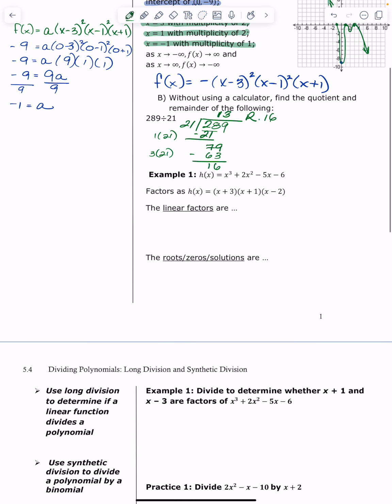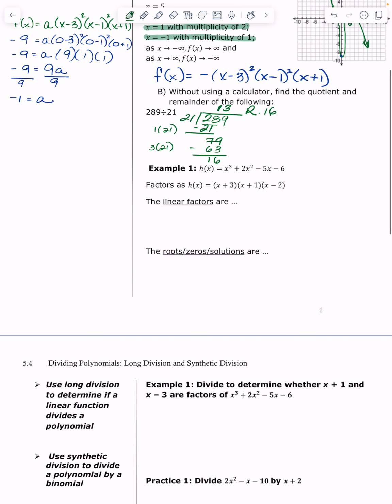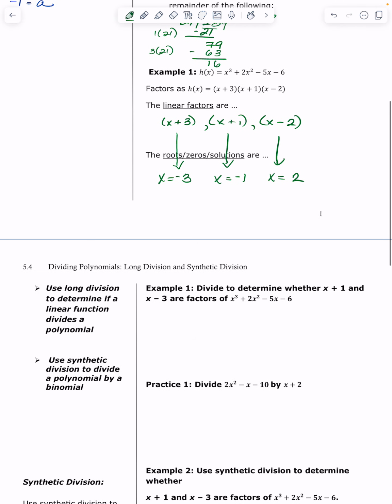Now example 1. I've got a 3rd degree polynomial that has been factored, and we just want to make this relationship here. My linear factors are these parts. Each of these has a 0 or a solution that goes with it. That is the x that makes that 0. And they also have an x-intercept that goes with that.